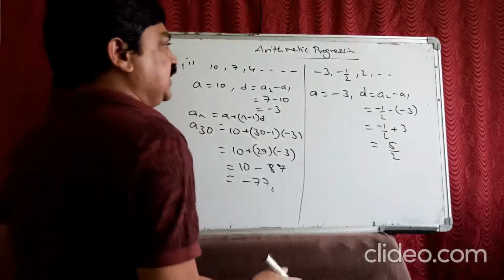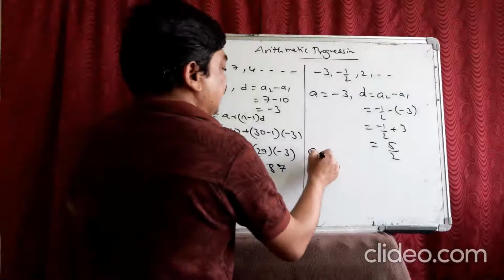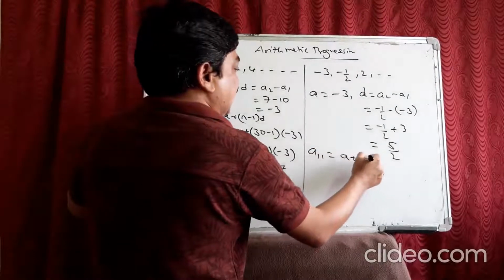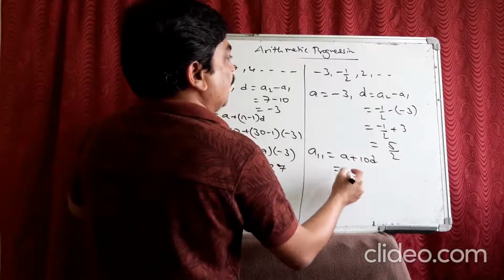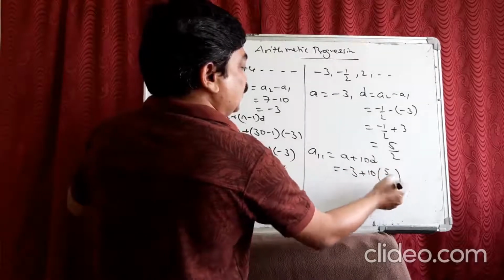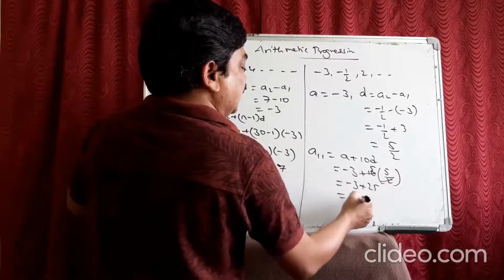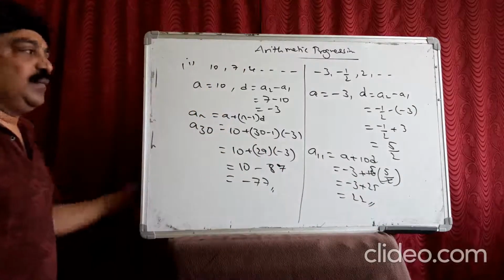After getting a and d, what did they ask? 11th term. a11, that is nothing but a plus 10d. So minus 3 plus 10 into 5 by 2. 2 fives will get cancelled. Minus 3 plus 25, it is 22. Okay?